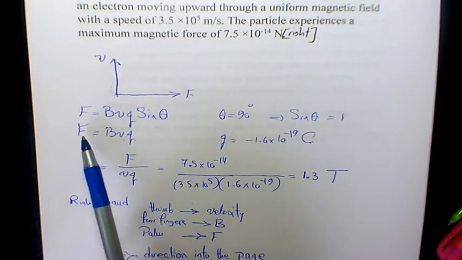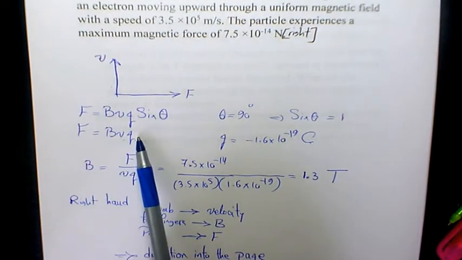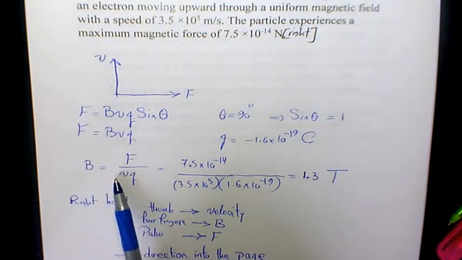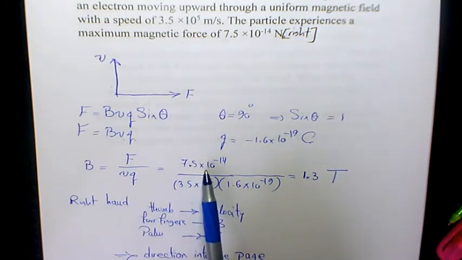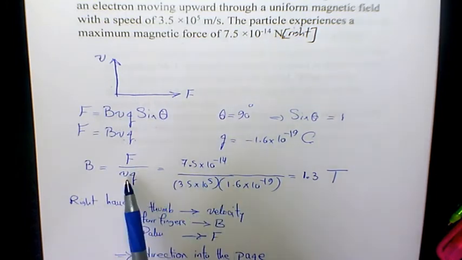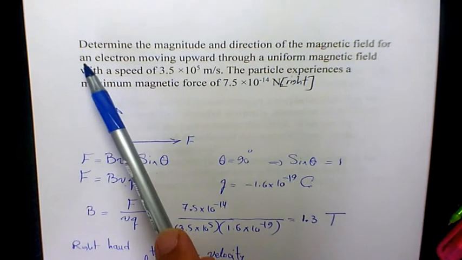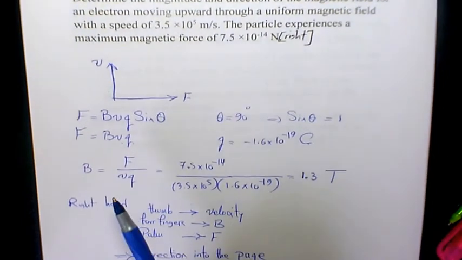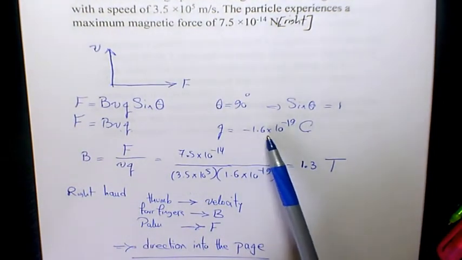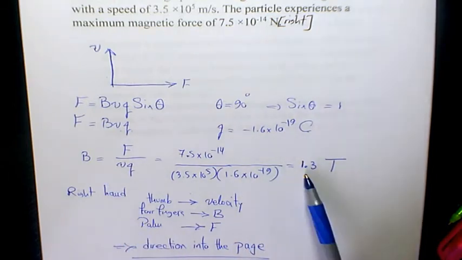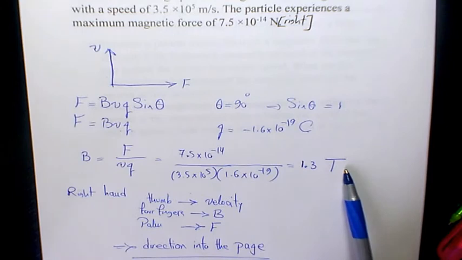So in this case, F is given, V is given, Q is given. We need to find out B. So B will be equal to F divided by V times Q. F is given, which is 7.5 times 10 to the power of negative 14. V is given, 3.5 times 10 to the power 5. Q is not given, but it says it is 1 electron. The charge of an electron is negative 1.6 times 10 to the power of negative 19. So we substitute it here, and B will be 1.3 Tesla.